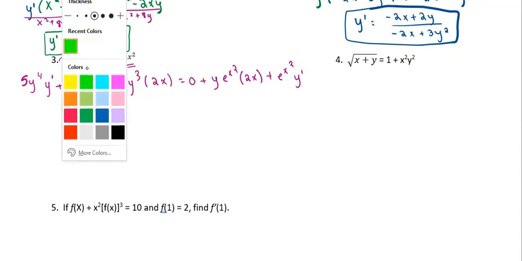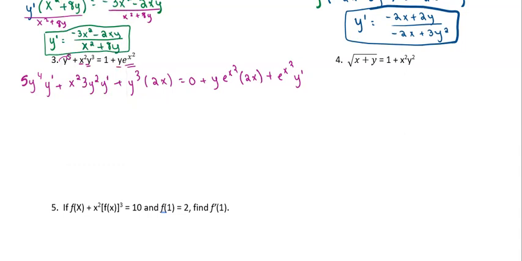Now on this one, we have our y primes on both sides of the equals. There's one here, there's one here, and there's one here. So we need to group them all together. So I'm going to move this one to the other side by subtracting e to the x squared y prime from both sides. So that will leave us with 5y to the 4th y prime plus x squared times 3y squared y prime minus e to the x squared y prime equals. Now this one doesn't have a y prime, so I'm going to subtract it to the other side, 2xy cubed.